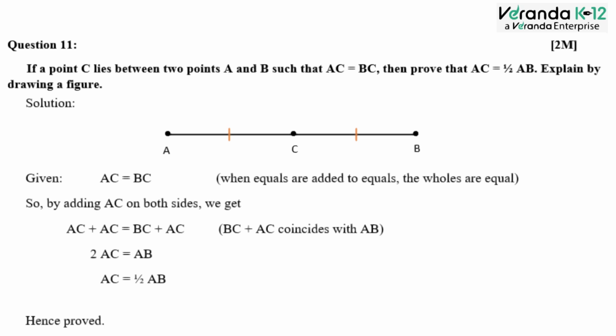According to Euclid's axiom, we know that when equals are added to equals, the wholes are equal. So by adding AC on both the sides, we get AC plus AC is equal to BC plus AC. Since BC plus AC coincide with AB, we can replace that term by AB. So we get 2AC is equal to AB. So AC is equal to half AB. Hence proved.